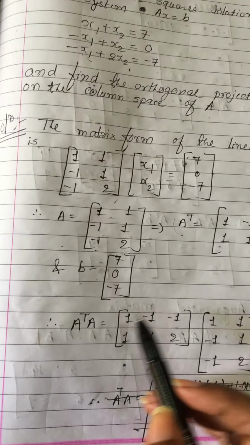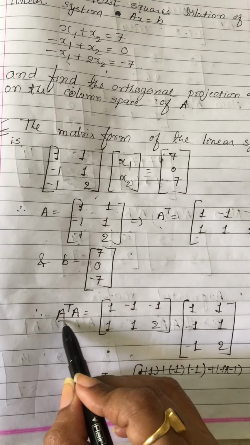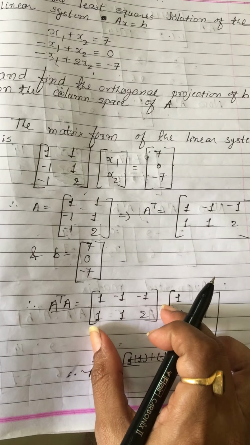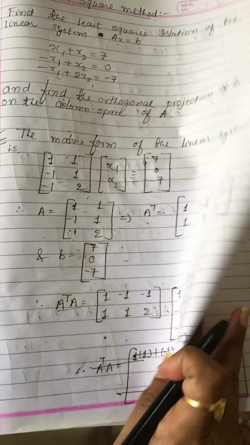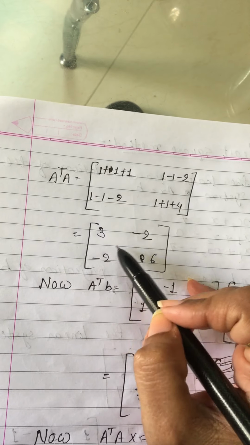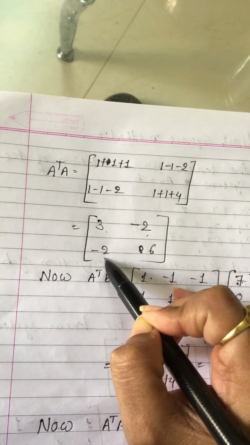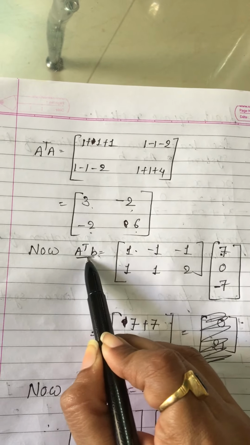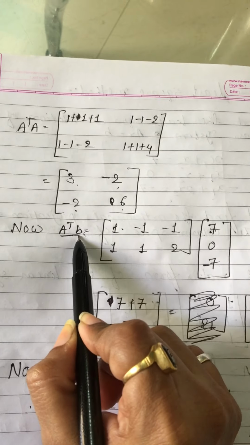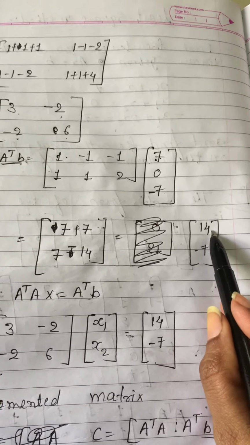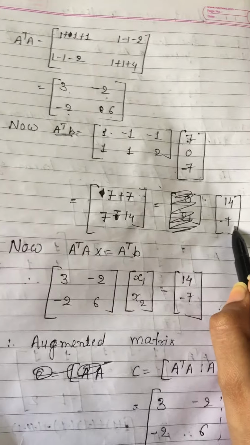Next in this, first of all we are going to multiply A transpose with A. Your A transpose is this and your main matrix is this. So multiplication of these two, we will get the answer 3 minus 2 minus 2 6. Okay, similarly you have to also multiply your A transpose with your column matrix B. So I already multiplied this term. I will get the answer 7 14 and minus 7.